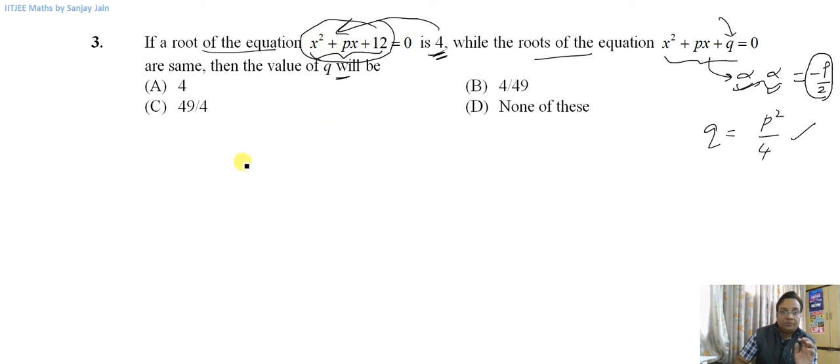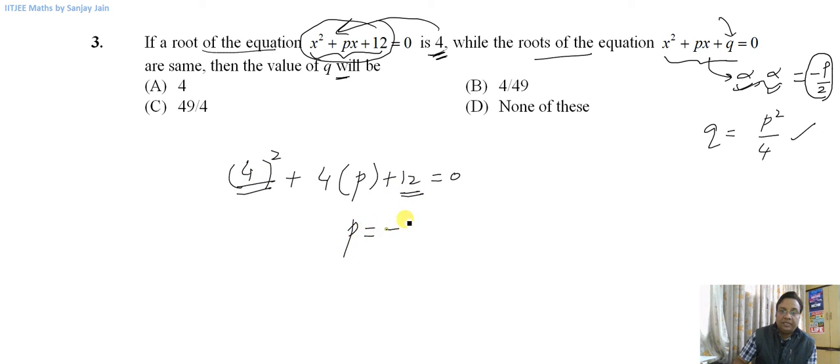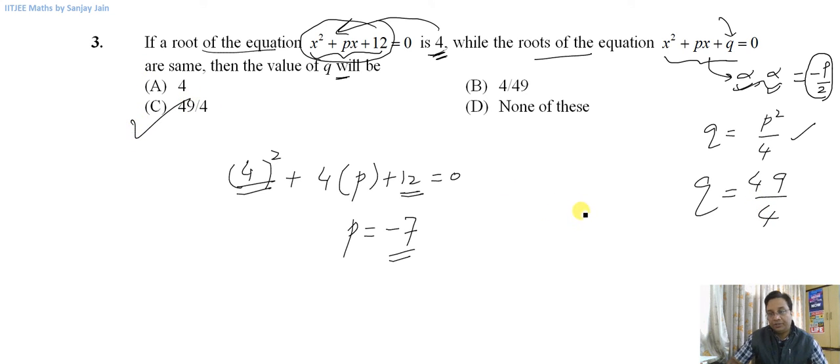So let us put 4 here. 4 squared plus 4 into p plus 12 equals 0. So this is 16 plus 12, 28. So p will be negative 7. Okay, now simply q is nothing but negative 7 squared, that is 49, divided by 4. Option C is the correct option. All right, let's move to the next one.